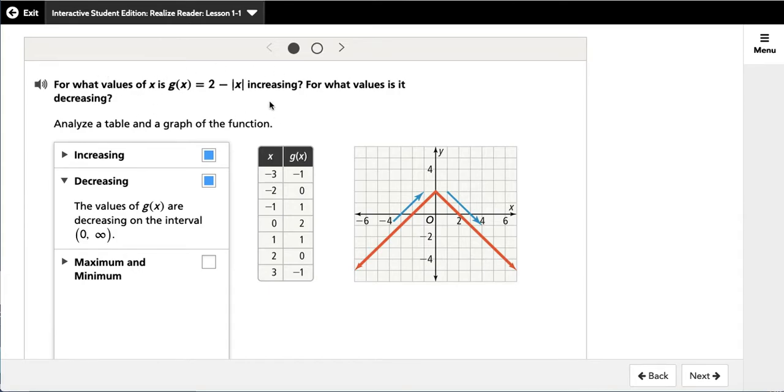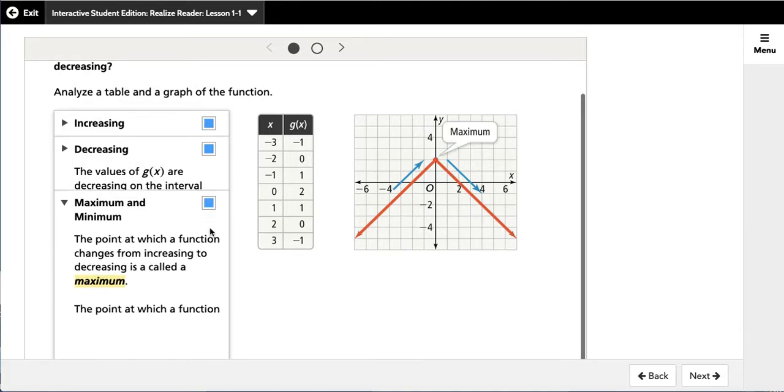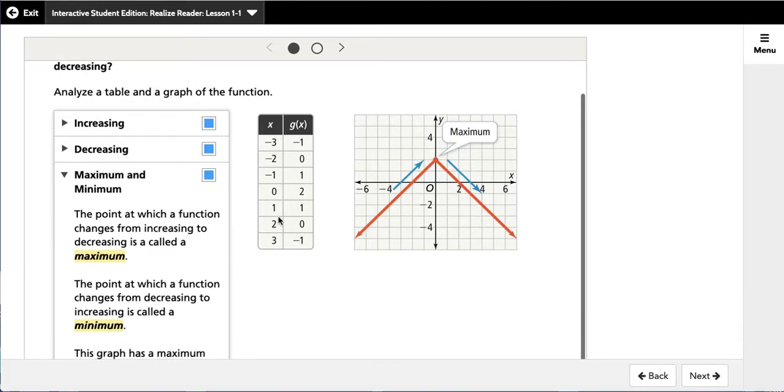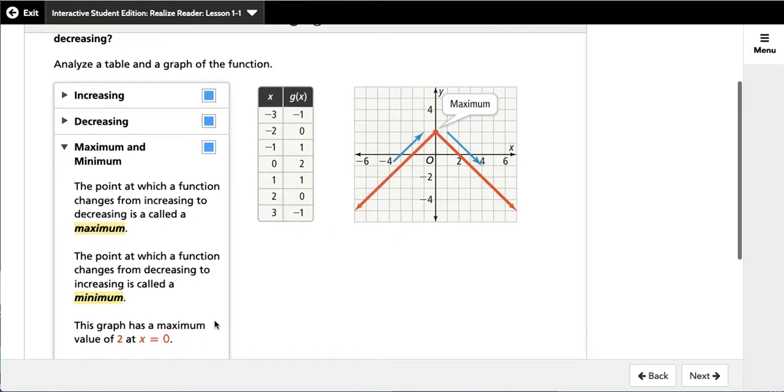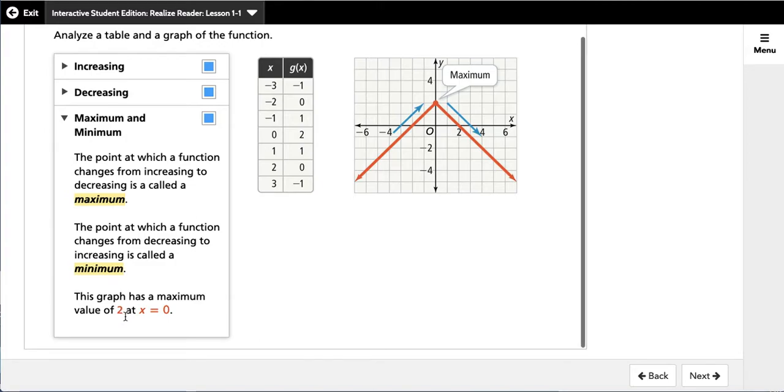And even though they didn't ask it up here, they want to have us learn about maximum and minimum. So let's see what they wrote. The point at which a function changes from increasing to decreasing, that's going to be a maximum point. And if it's the other way around, if it changes from decreasing to increasing, that's going to be a minimum point. You might look at it and say, well, that's the high point. Well, another way we want to think of it is, as a function changes from increasing to decreasing, that's going to be a maximum. This graph has a maximum value of 2 when x equals 0. Okay?